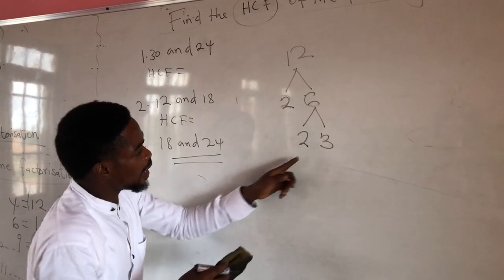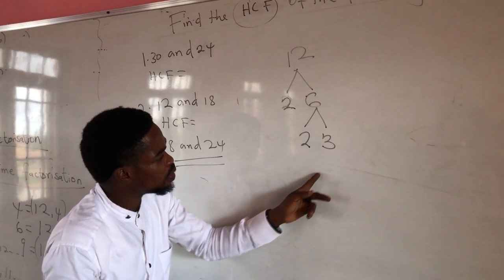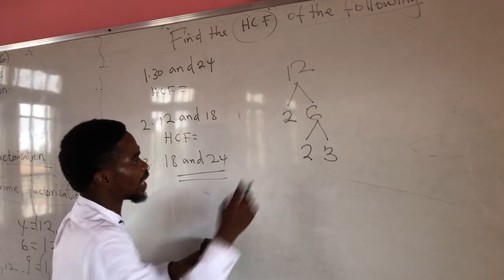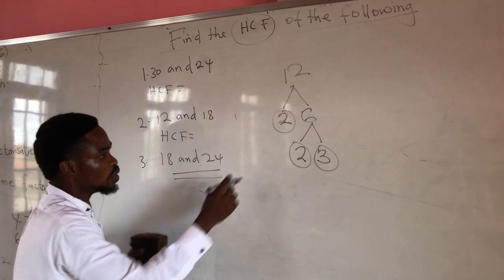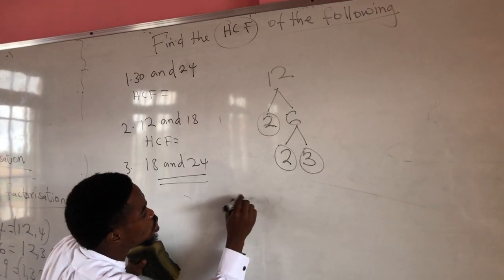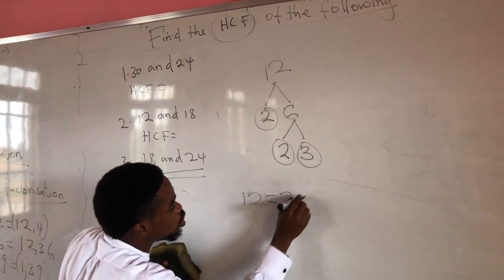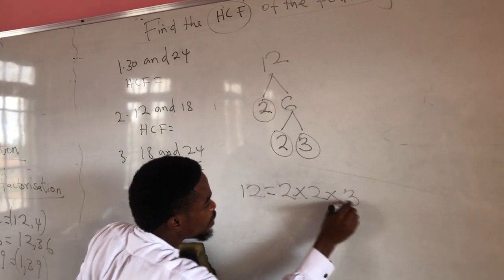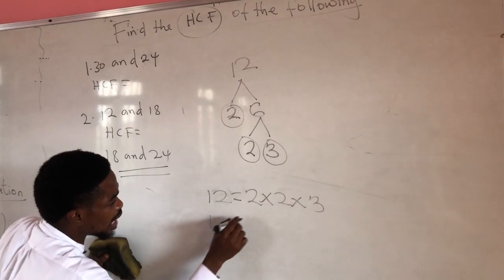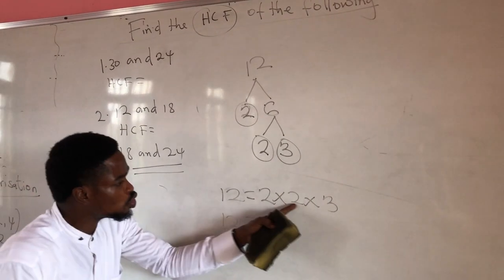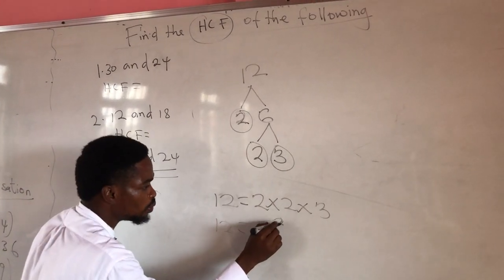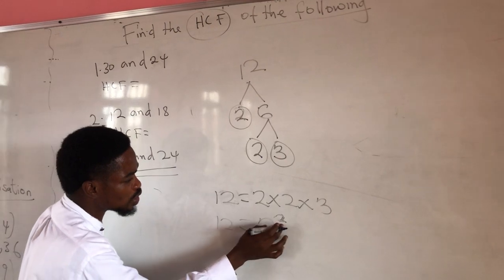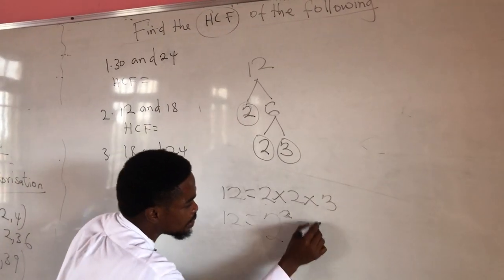So I come here, I cannot break the 2 down, I cannot break the 3 down. This is the final one. So I circle this one, this one, this one, which will give me 2, 2, 3. So 12 equals 2 times 2 times 3. This can be written as 2 raised to the power 2, because 2 occurs 2 times. I put it here at the top, small, which means 2 raised to the power 2 is the same as 2 times 2, times 3.